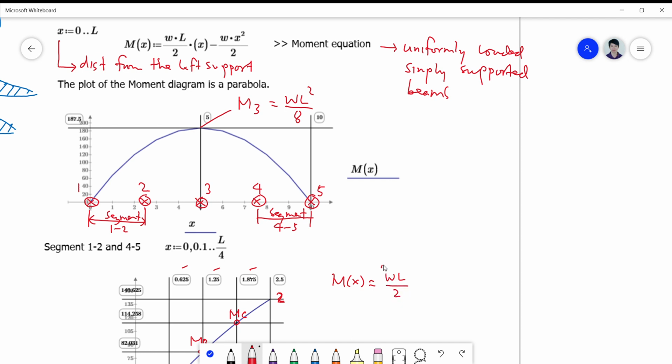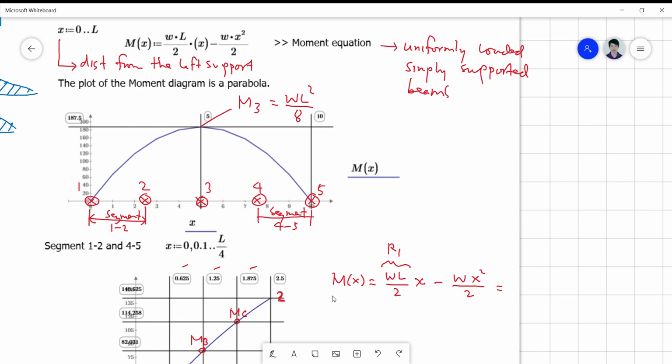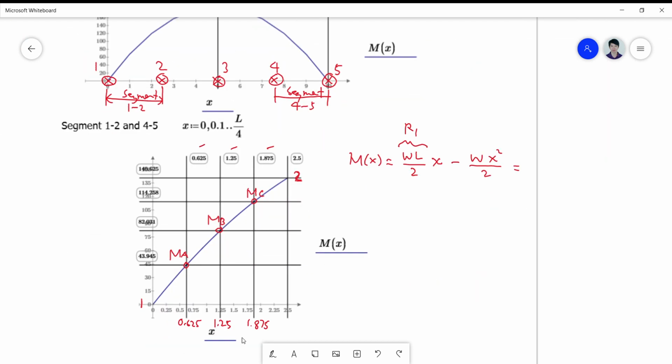Okay, so this WL over 2 is actually my reaction R1, no? Times your x value minus W, the x value squared all over 2. Okay, so if I plug in 0.625, 1, 1.25, etc., I would get the corresponding values for your moment. So this is now my moment A, my moment B, my moment C.